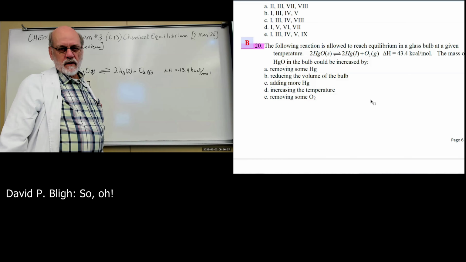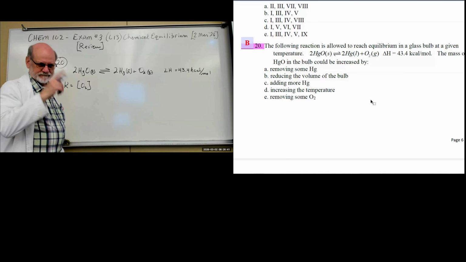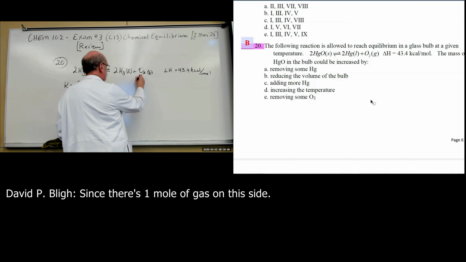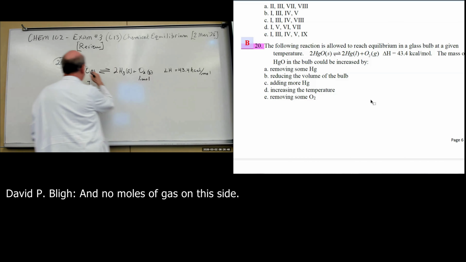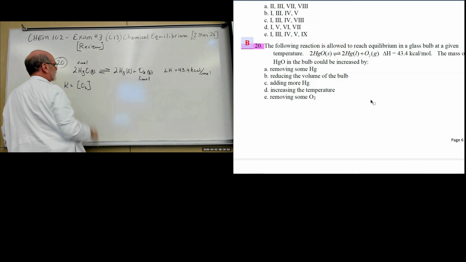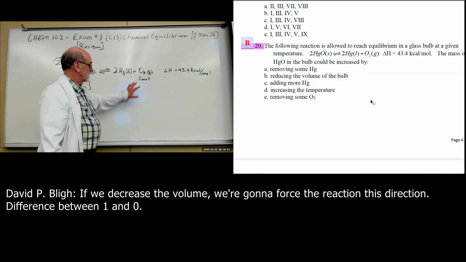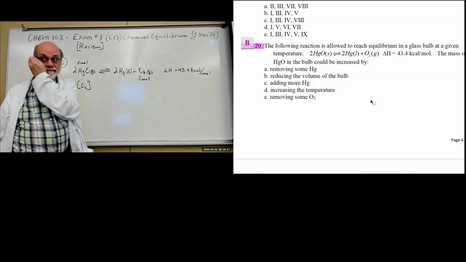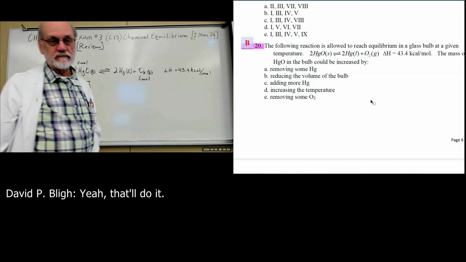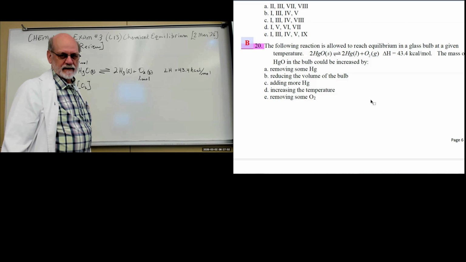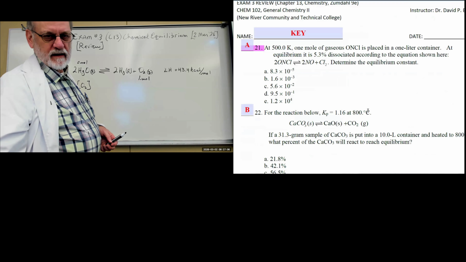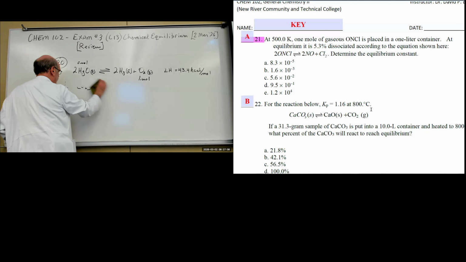So, oh, I missed that one. Since there's 1 mole of gas on this side and no moles of gas on this side, if we decrease the volume, we're going to force the reaction in this direction. Difference between 1 and 0. Yeah, that'll do it. All right, 21.